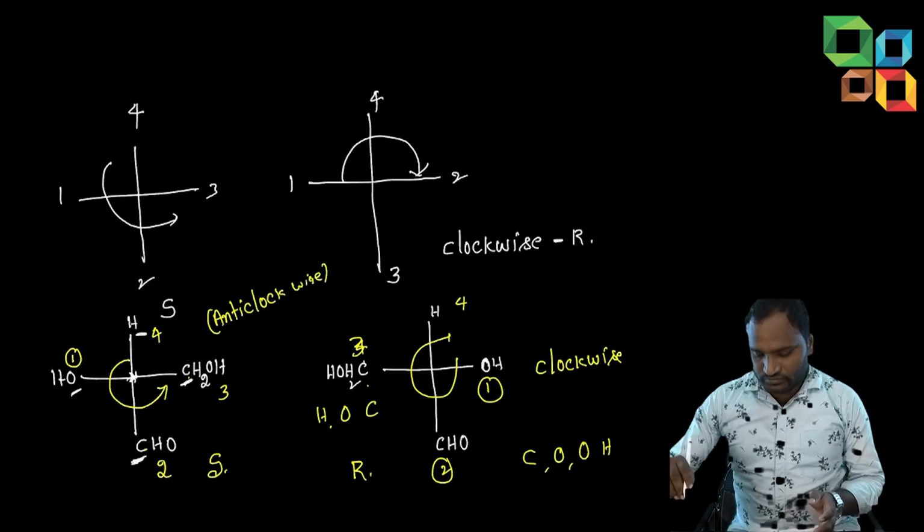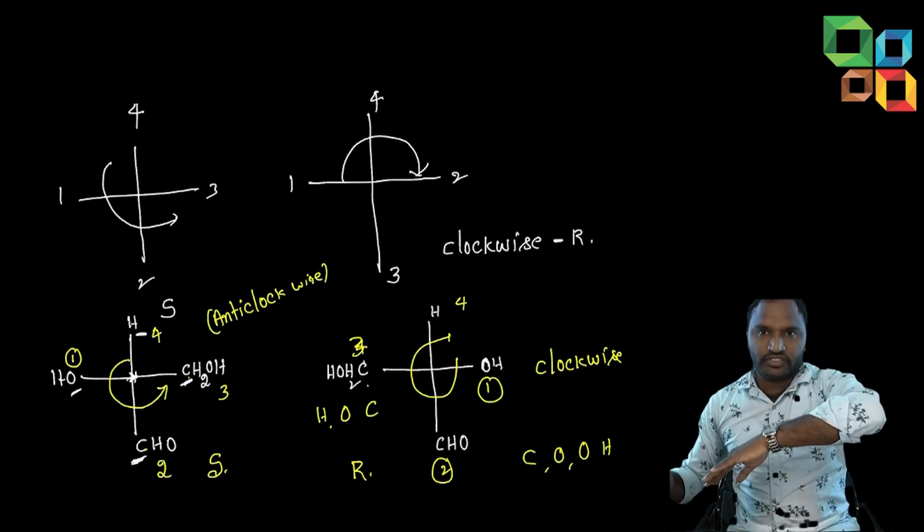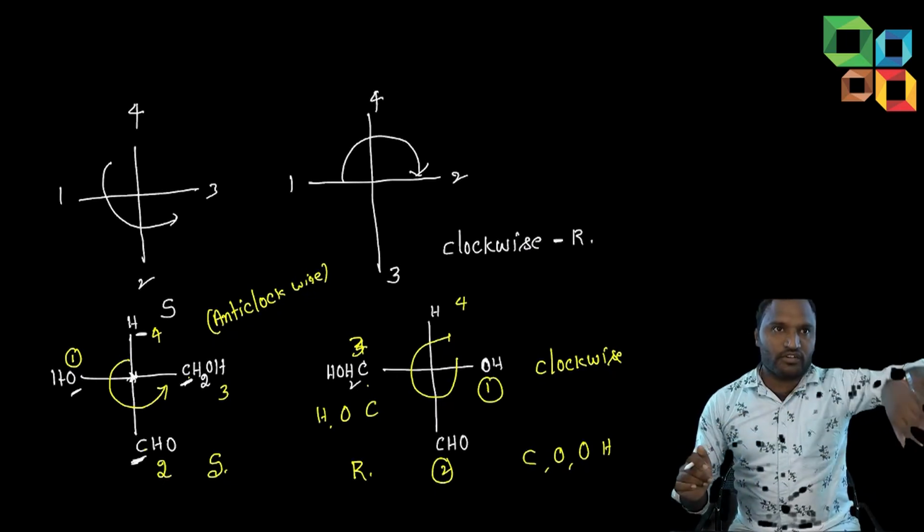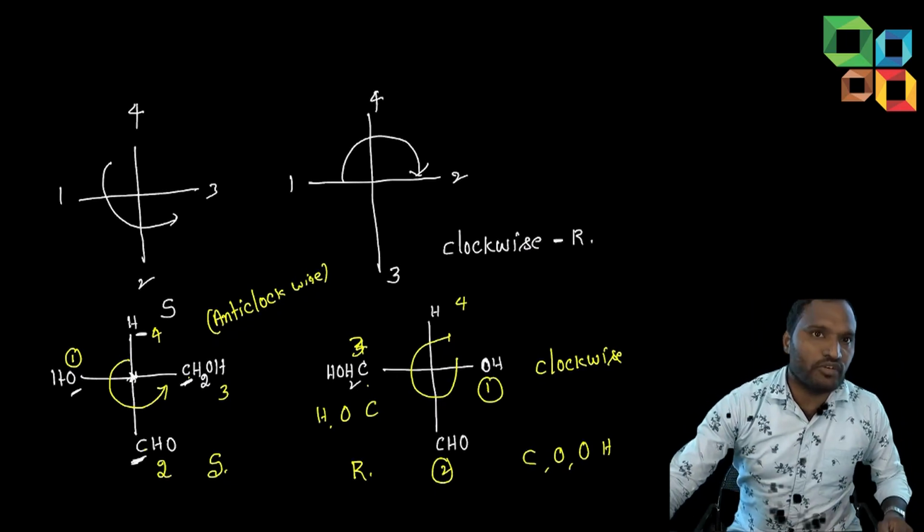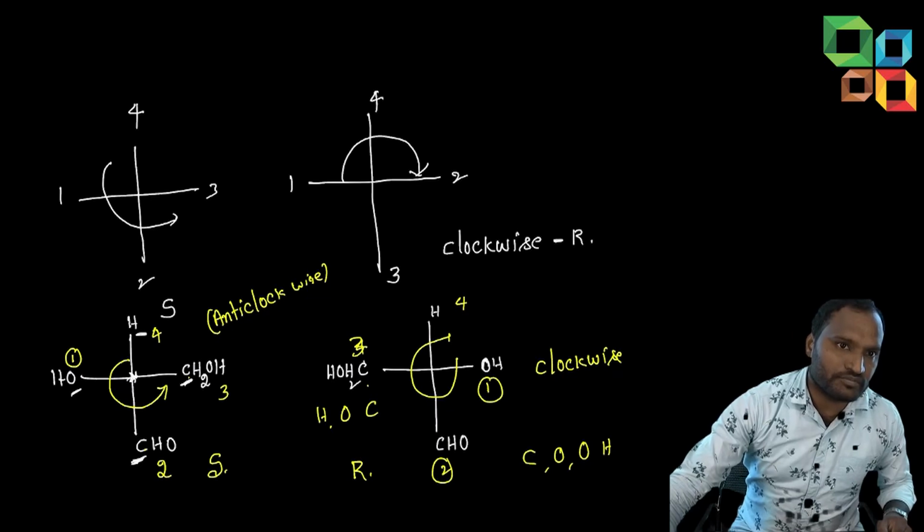Clockwise means like this, left to right. Anti-clockwise means right to left, like that you remember at least. Shall I give one more compound, students? Yes. Next.